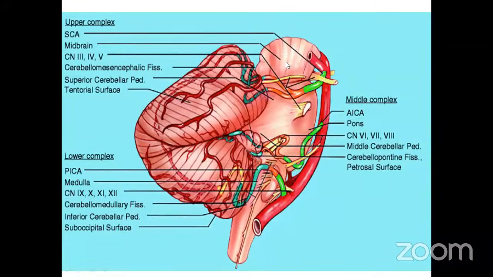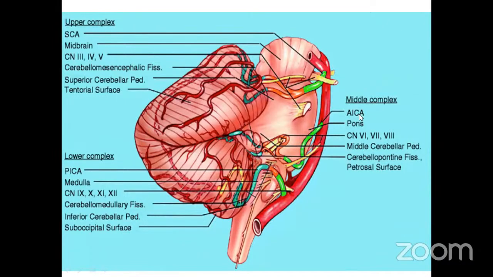It includes the midbrain. It has 3 important nerves: the oculomotor, trochlear, and trigeminal nerves. Oculomotor, trochlear, and this one is the trigeminal nerve. It has the cerebellomesencephalic fissure between the cerebellum and the midbrain, the superior cerebellar peduncle, and it includes the tentorial surface of the cerebellum.